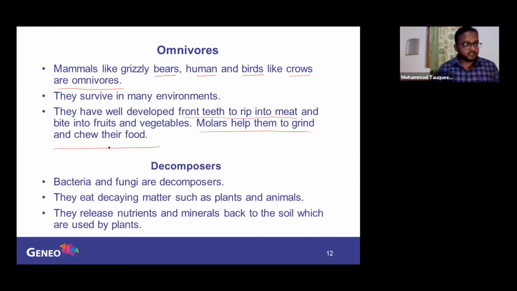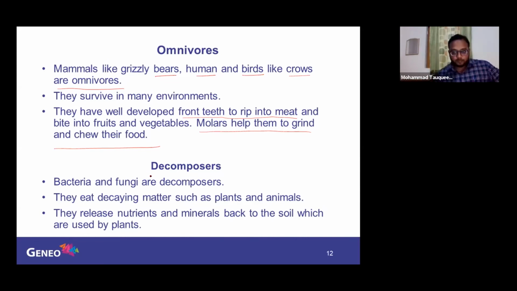I am again revising that producers produce food. Now consumers, they consume food. Herbivores, they can take food only from plants. Carnivores, they take food from animals. Incisor and canine are well developed in them, and for herbivores, premolar and molar are well developed. Omnivores, they derive food from animals as well as plants, and their front teeth are very well developed. Molar is also well developed.